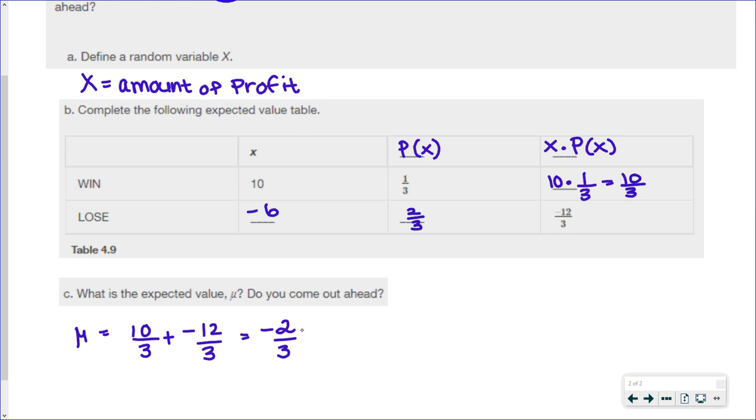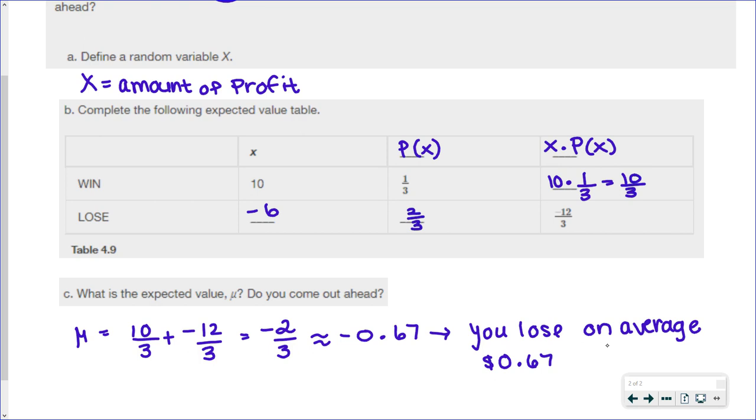-2/3. Now, if I type this into my calculator, I get about -0.6667. Since we're talking about money, we're just going to round it to 2 decimal places because that's how we count money. So this would be 67 cents. So what does this -0.67 represent? This represents you lose, on average, 67 cents each time you play.